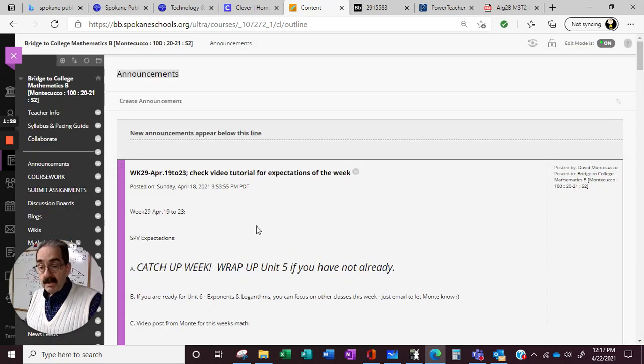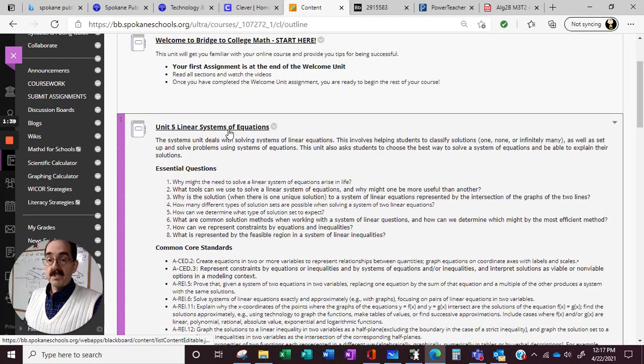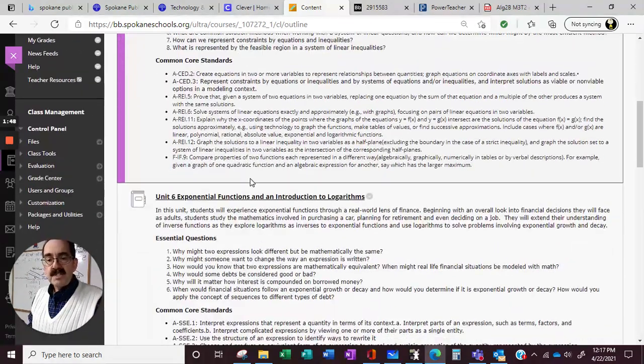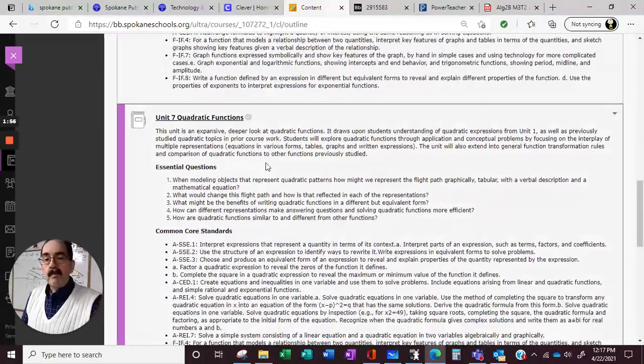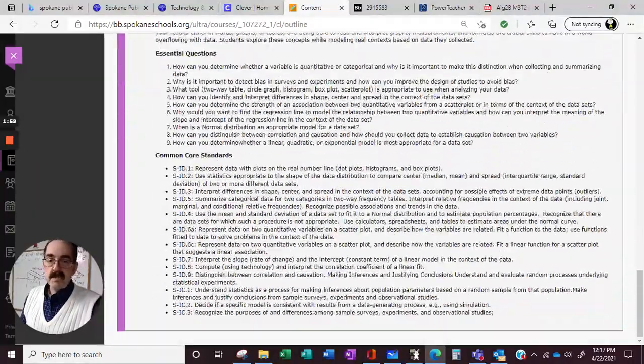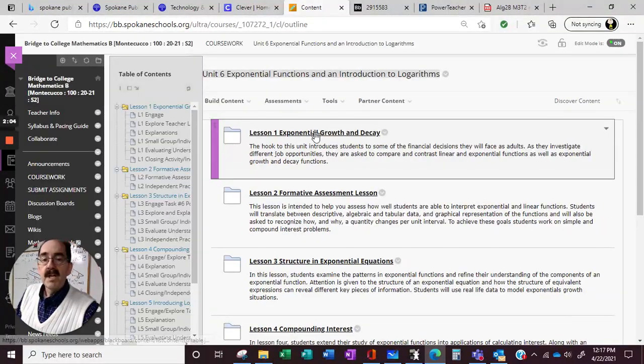Alright, so we had a catch-up week this past week, and now we're getting back in the swing of things. Coursework, it's up to you. You pick the assignments you do each week. The first couple of weeks we focused on linear systems, where X marks the spot, trying to graph different lines and different constraints. Last week I pushed you into exponential functions and logarithms. And then the next couple of weeks we'll do quadratics, and the next couple of weeks we'll do some stats, alright? So for this week, exponential functions, last video we focused on lesson 1.